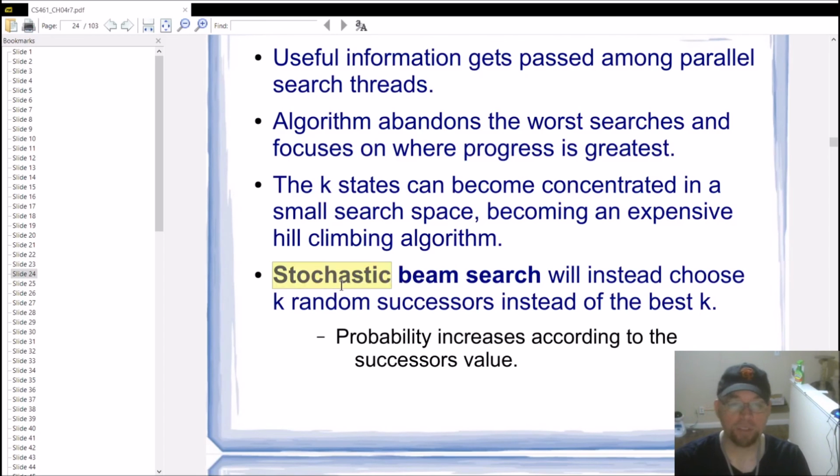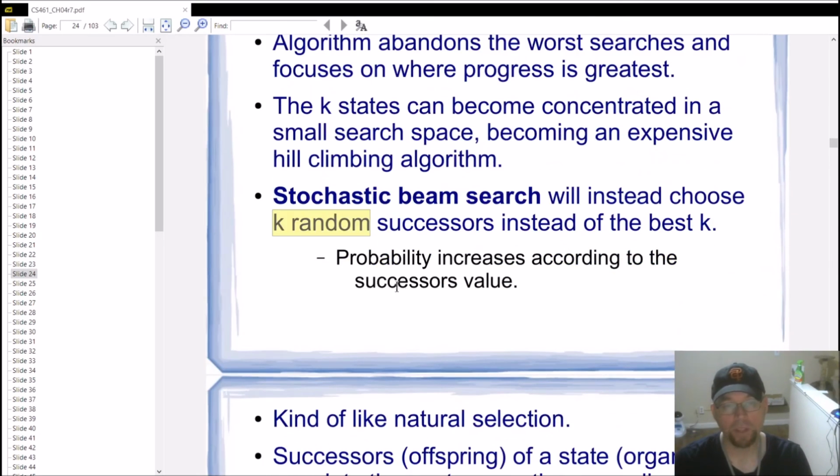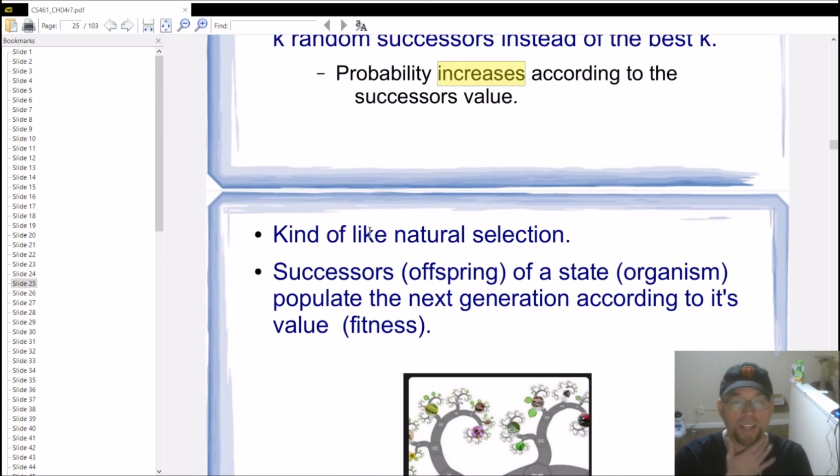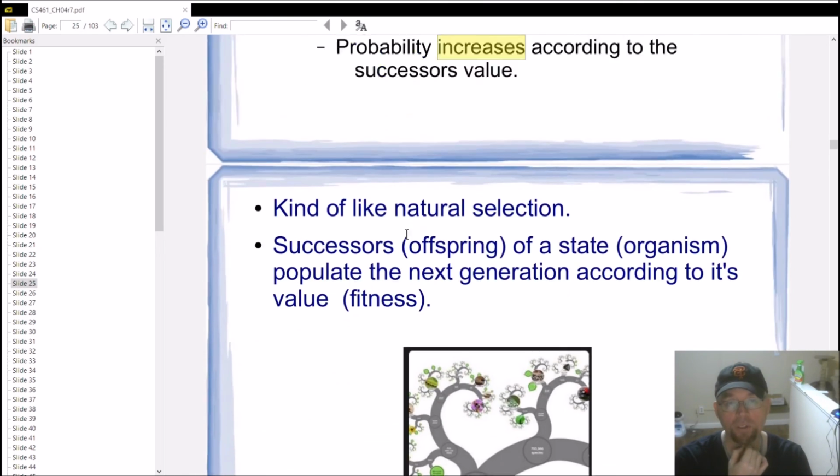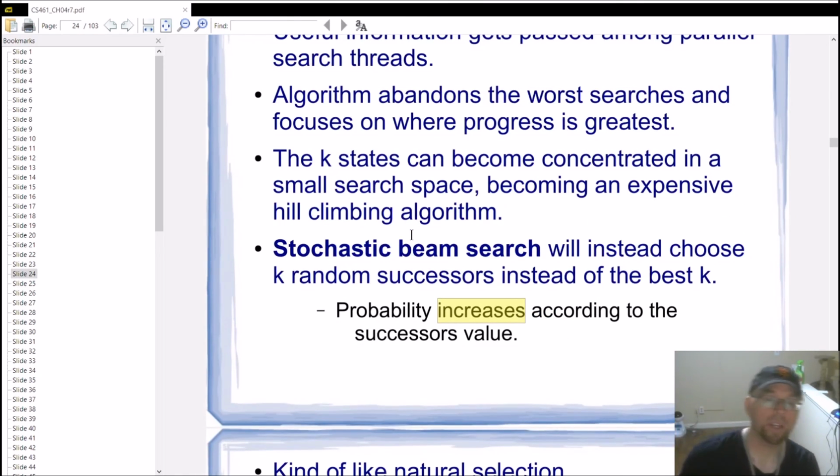Stochastic means random. So instead of the best k, go with k random successors, where the probability of being chosen increases according to that successor's value. This is kind of like natural selection, and it's going to lead us into discussing genetic algorithms. Let me be even more clear: a genetic algorithm is a form of a stochastic beam search. And hopefully you'll be able to see that.